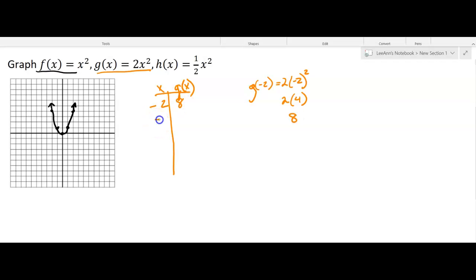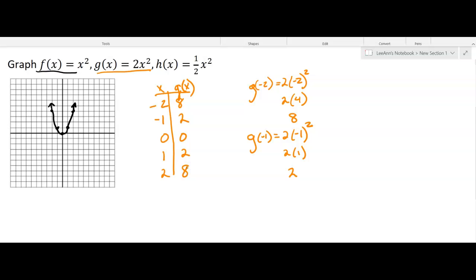All right, I'll do another one. -1, you're going to have g of -1 equals 2 times -1 squared. -1 squared is 1. So you get 2 times 1, which is just 2. And you can put in 0, and you're going to get 0. You can put in 1, you're going to get 2. And you put in 2, you're going to get 8. Okay?